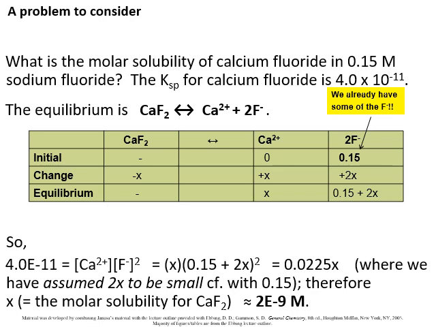So what is the molar solubility of calcium fluoride in 0.15 molar sodium fluoride? This is actually an example of what we talked about in the previous slide. And they give us the Ksp here for calcium fluoride. The equilibrium we care about is calcium fluoride, CaF2, breaking up into Ca2+ plus 2F minus. We have to take into account that we already have 0.15 molar sodium fluoride. So we do our ice table as we've done in the past, but now rather than having zeros across the top, we're starting off with 0.15 at the top for the F minus.